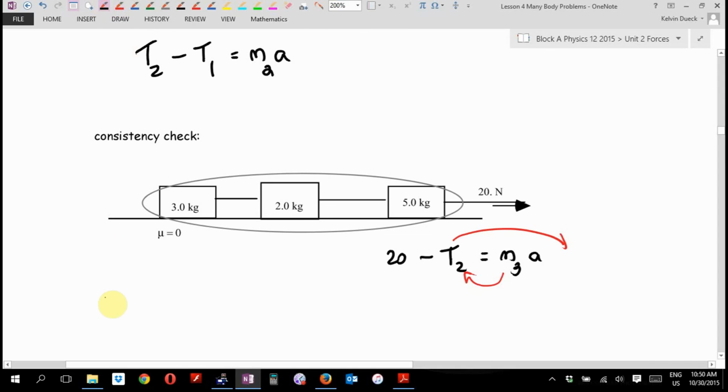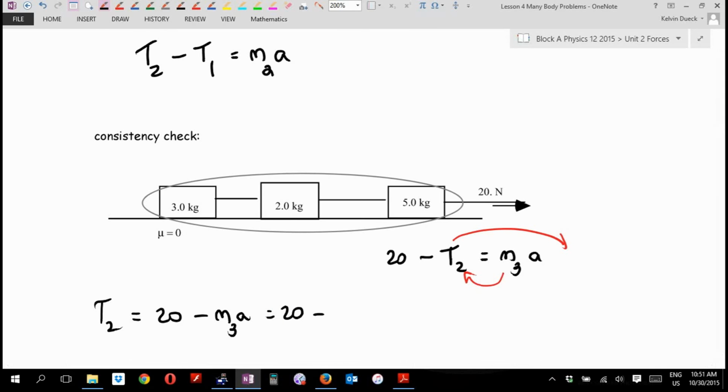I'm going to get tension 2 equals 20 take away M3A, equals 20 take away... Which mass did I use here? M3. How big is mass 3, Tyler? And what was A? I've forgotten. A can't be kilograms, I can tell you that right now. What was the acceleration?